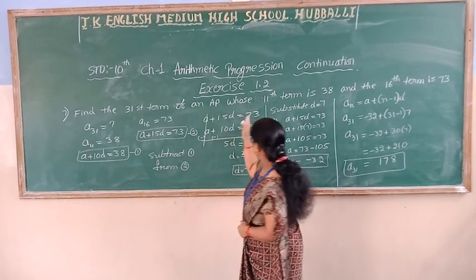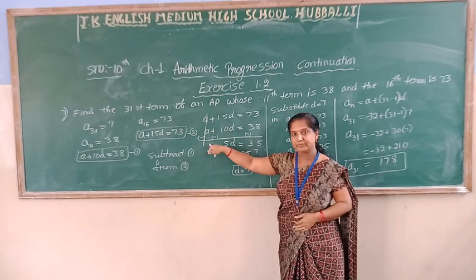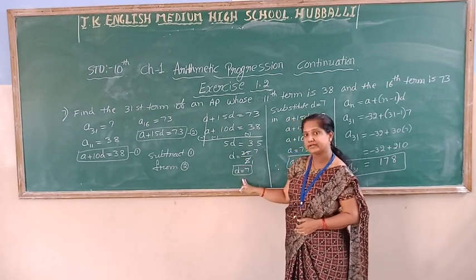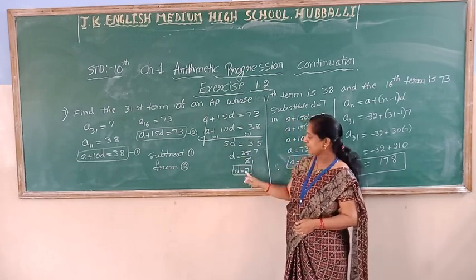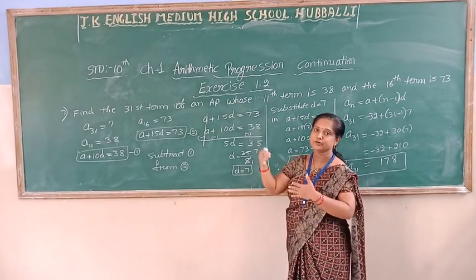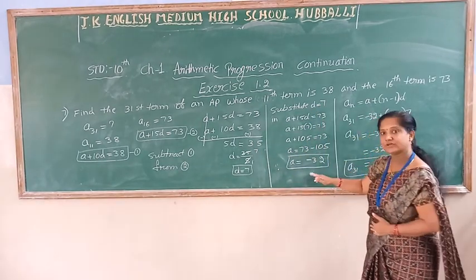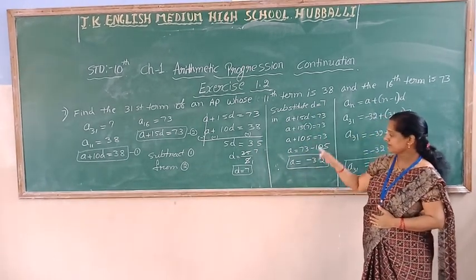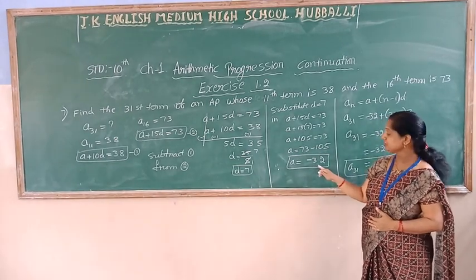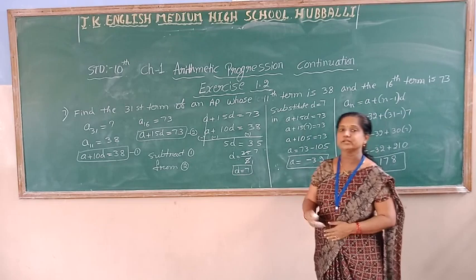By using this, I can subtract equation 1 from 2. Like that way, one variable will be eliminated, then the D value we will get. After finding the D value, I can substitute this value in any one of these equations to find the other variable, the A value. After substituting and simplifying, I got the A value as minus 32. Then after getting the A value and D value, easily I can find the 31st term.